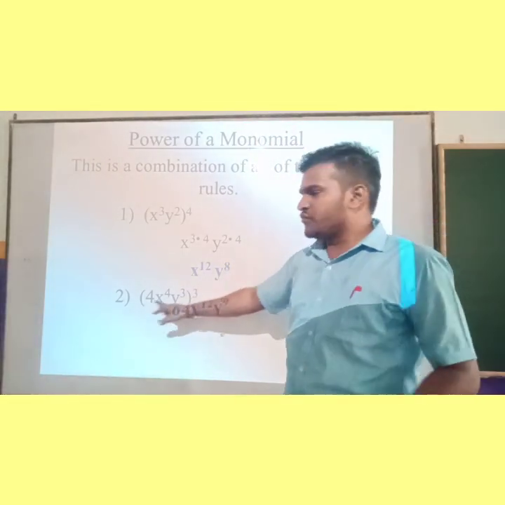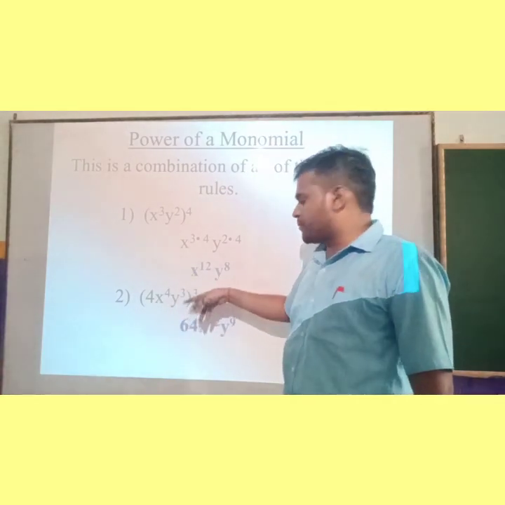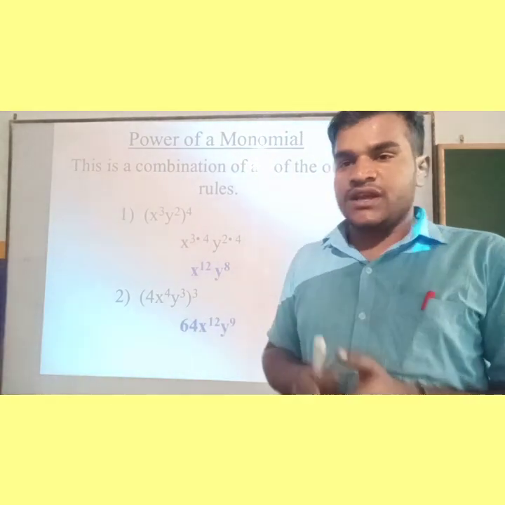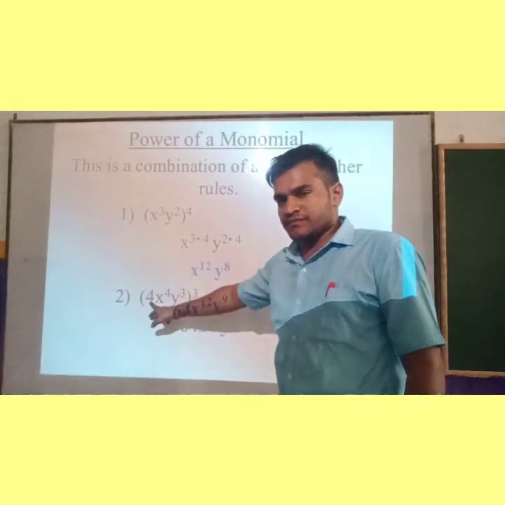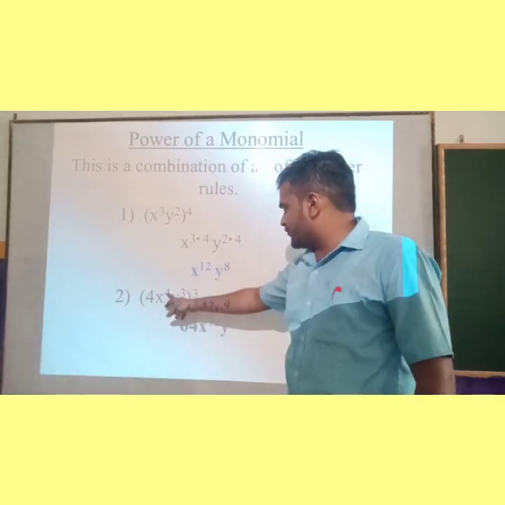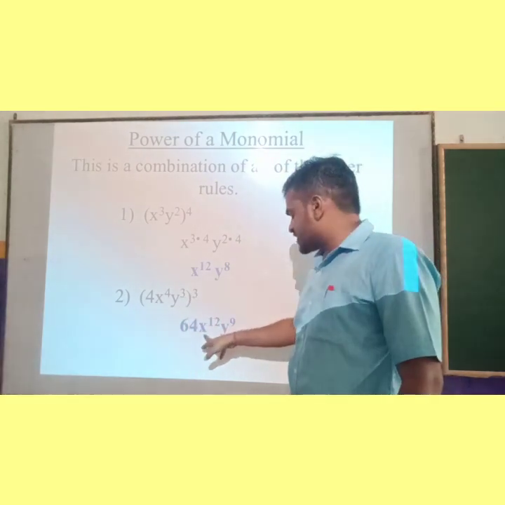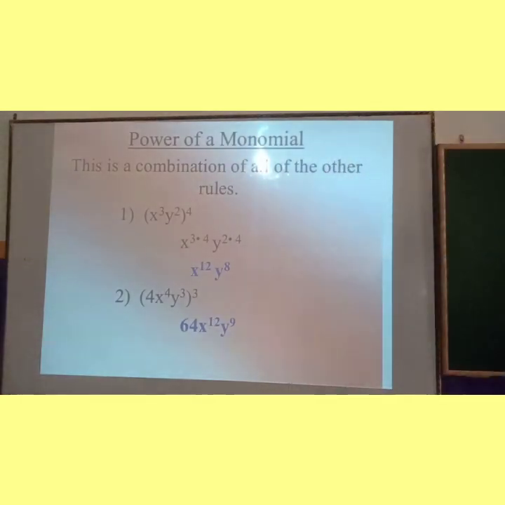Like that in second one, 4x power 4 y cube whole power 3. So as you know that everything in the parenthesis will be raised to that power. So 4 cube is 64 and 4 3s are 12 and 3 3s are 9. So 64 x power 12 and y power 9. This is your answer.